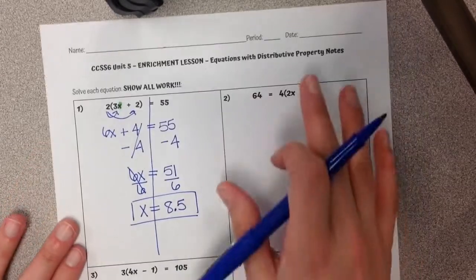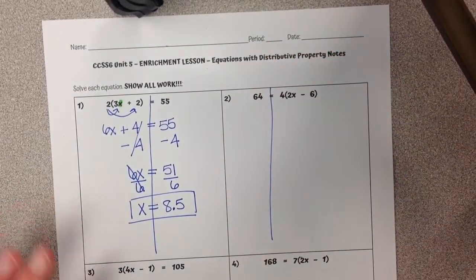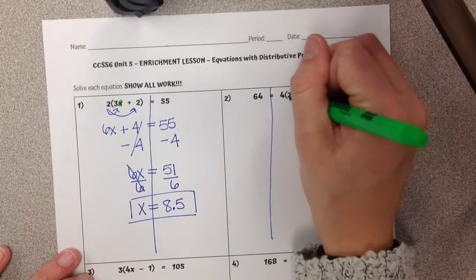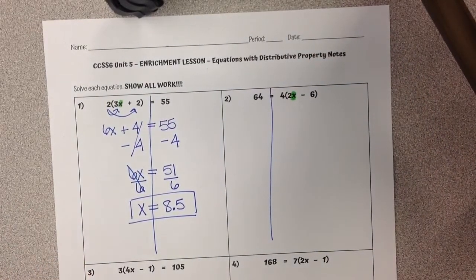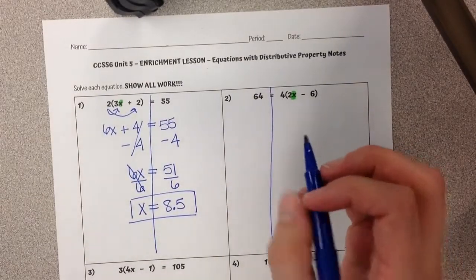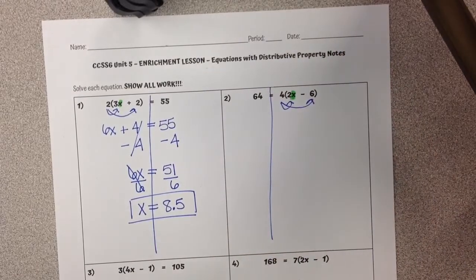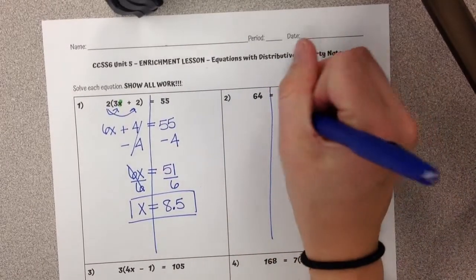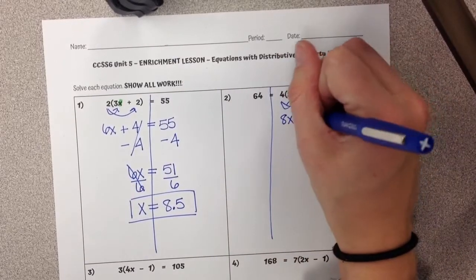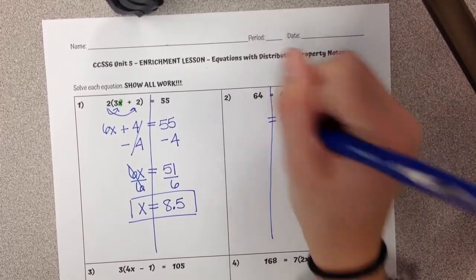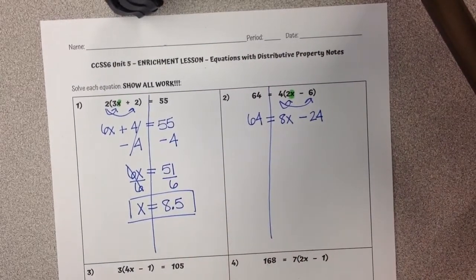Let's do that again. It should be the same order here. So I'm drawing my line down the equal side, looking at the side with the variable. We have parentheses, so I need to distribute before I do anything else. I'm going to take this 4 on the outside, distribute it to both terms on the inside. 4 times 2x is 8x, minus 4 times 6 is 24. Bring down the 64 over here. Now we have a normal two-step equation.